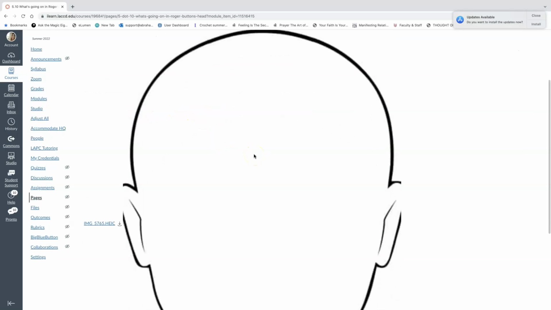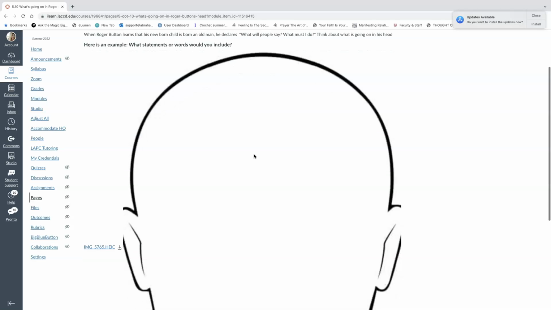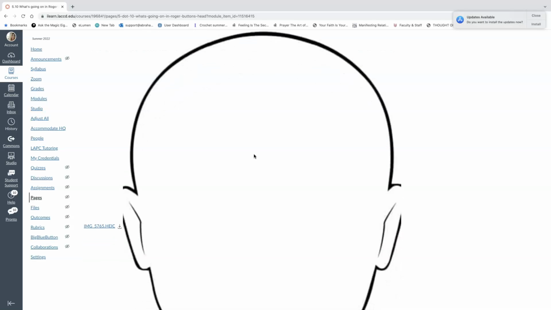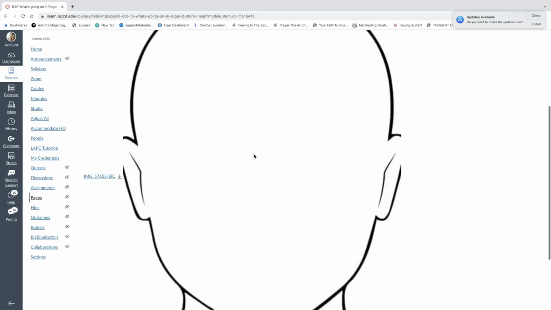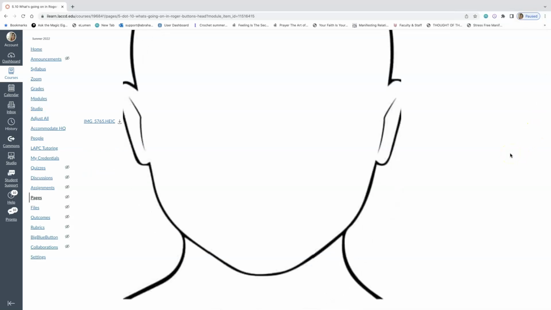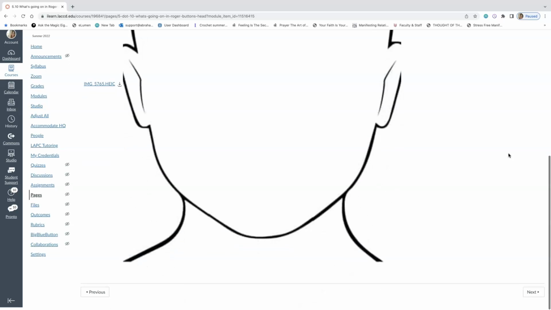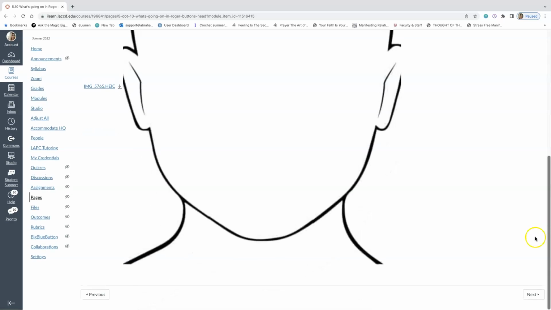So I'd like you to print this out, or you could just do it on a sheet of paper. What do you think is going on in Roger Button's head when he discovers that his son looks like an old man? You could put words like shocked or worried, whatever things that you can think of yourself. I don't want to give you any other ideas, because I don't want to infringe on your thoughts. But what's going on in his head as the father, where his son looks older than him, may be some curiosity for you.